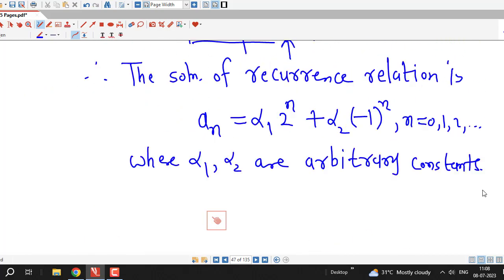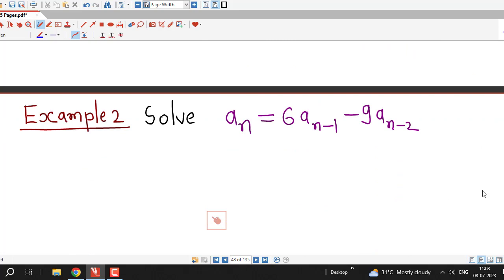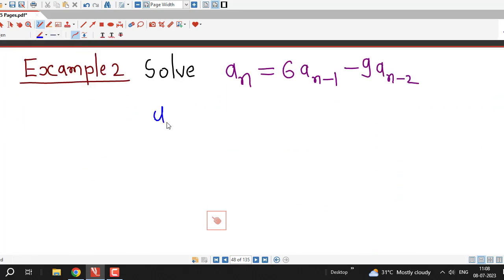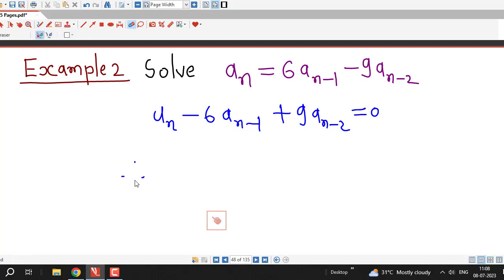Now we consider the second example. This is also a recurrence relation of degree 2. First I rewrite this as a_n minus 6 times a_(n-1) plus 9 times a_(n-2) equal to 0. Now I can write the characteristic equation of this recurrence relation in this way.